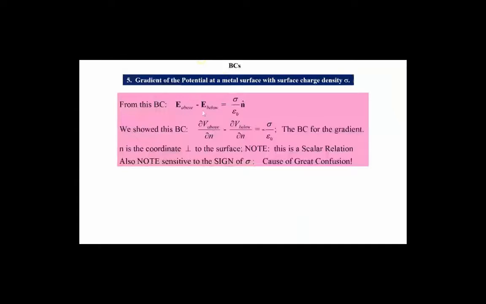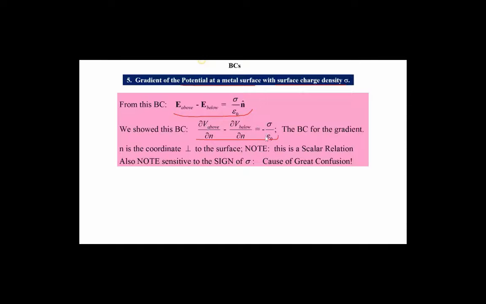Okay, so let's now look at the gradient of the potential. We're talking about the gradient of the potential at a metal surface with a surface charge density sigma. For that, we start with our general boundary condition for the E field. So we have E above minus E below is equal to this. And we showed that if we just use the gradient in the normal direction at the interface, we end up with this condition here, that the derivative of the potential above with respect to the normal variable that gives us a distance away from the interface, minus the derivative of V below with respect to this coordinate, is equal to minus sigma over epsilon naught.